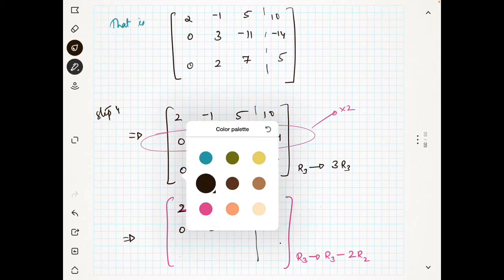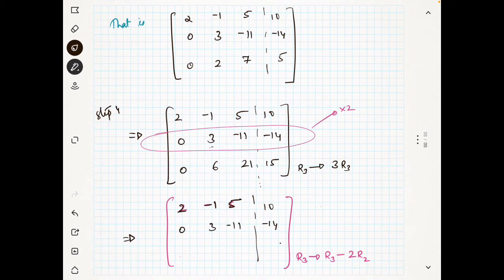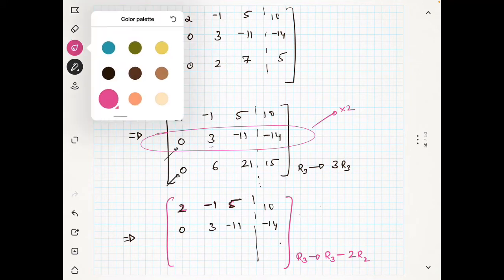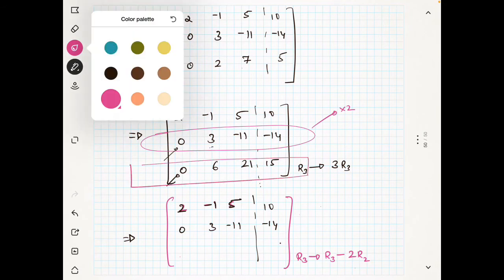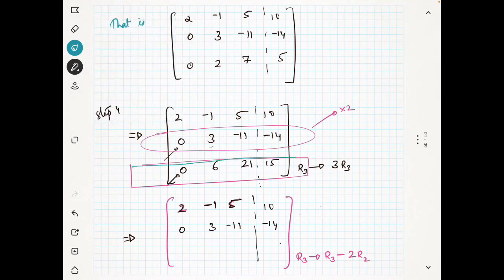So 0 minus 2 times 0. I will use another color. I am going to change this. You see, 0 minus 2 times 0 is 0. 6 minus 2 times 3, it is nothing but 6 minus 6, which is equal to 0, right? So we got here 0, we got here 0, and we got here 0.